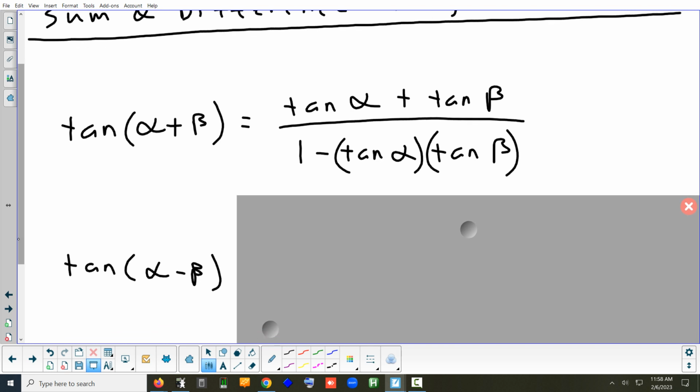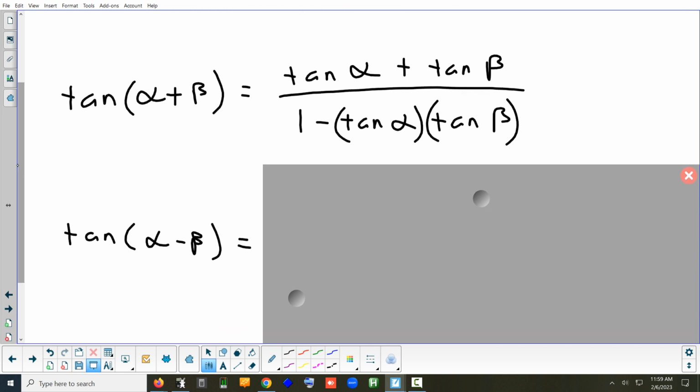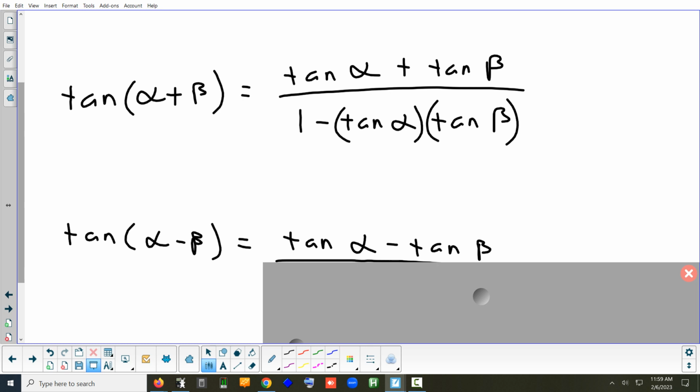Now, this formula looks different, but you've seen the pattern with sines and cosines. Does anybody have a guess what the formula, let's just start with the top, would look like for the tangent of a difference? Tangent alpha minus tangent beta. Yep, it would be tangent alpha minus tangent beta. And how about the denominator? 1 plus tangent alpha tangent beta. Say the bottom again? Would it be plus instead of minus? Yeah, just plus instead of minus.